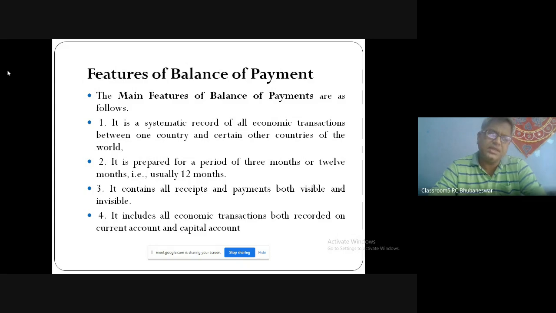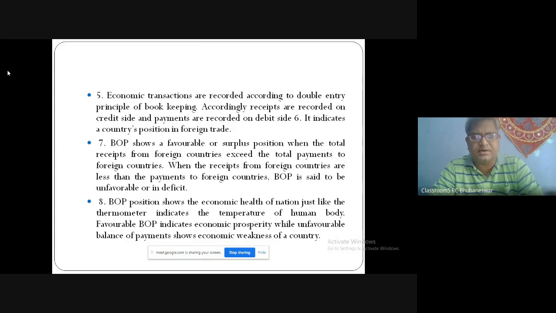Receipt side means from the rest of the world, which items and in which way the funds are to be received. And payment means in which way you pay the outsiders. That may be visible and invisible items, and it is also an economic transaction. There are two types of accounts to be prepared: one is the current account, another one is the capital account.